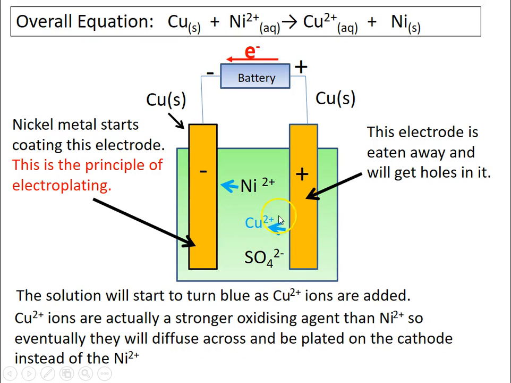So as these are being produced, the solution will turn blue, but then as they diffuse across here, they will eventually be reduced in preference to the nickel ions, and so you would get an initial layer of nickel being coated on here, and then eventually you would start getting a copper layer on top of that. And the solution wouldn't go any more blue, because as you formed a copper ion, a copper ion would be reduced, so the solution would stop getting darker.